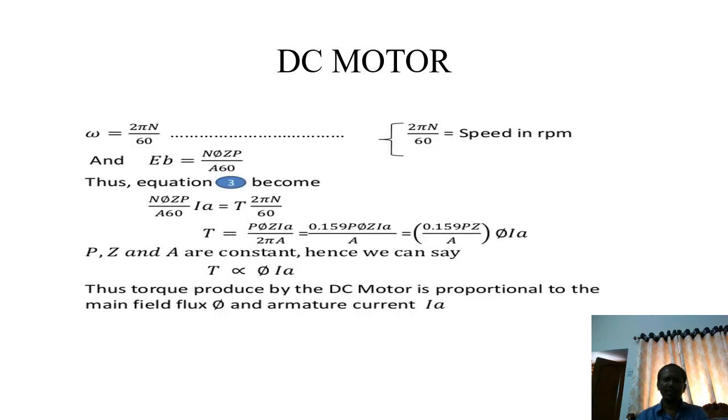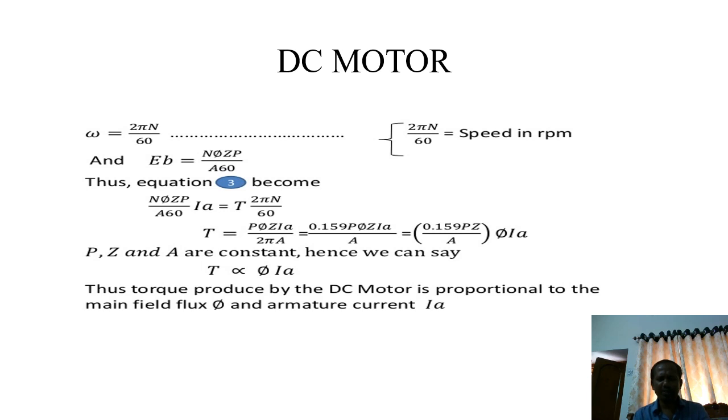2 pi f. So now omega is equal to 2 pi N by 60, where speed is in revolutions per second. So here EB is equal to phi Z N by 60 into P by A. We already know the equation EB is equal to phi Z N by 60 into P by A, equivalent to T into 2 pi N by 60. The 60 cancels. You will get the equation for torque T is equal to P phi Z Ia divided by 2 pi A.